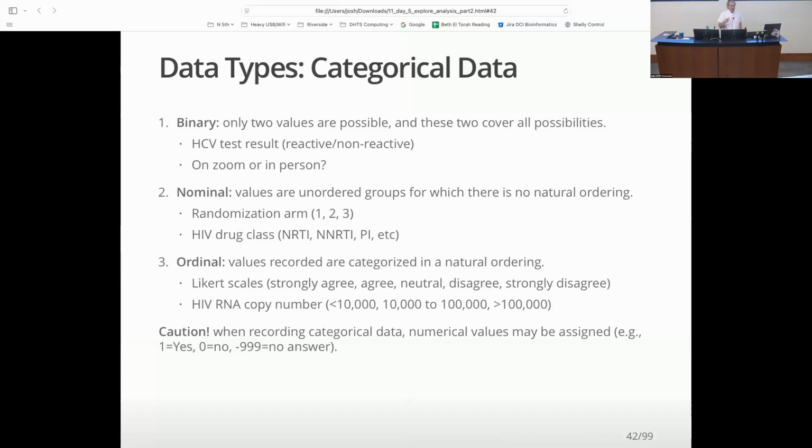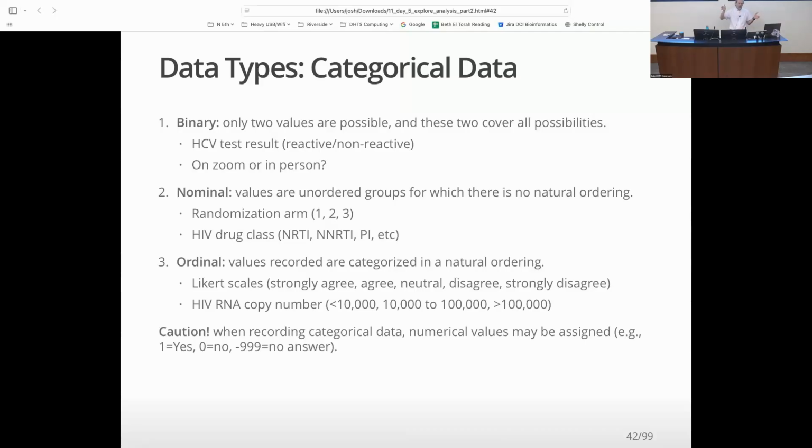So ordinal values are when you have categories for which there is a natural ordering. One thing that you're probably going to encounter at the end of today, but you've probably encountered before, is what are called Likert scales, where you can say that you strongly agree, you agree, you're neutral, you disagree, or you strongly disagree. And so there is an ordering to that, right? You could sort of flip it so strongly agree is first and strongly disagree is last, or strongly disagree is first and strongly agree is last.